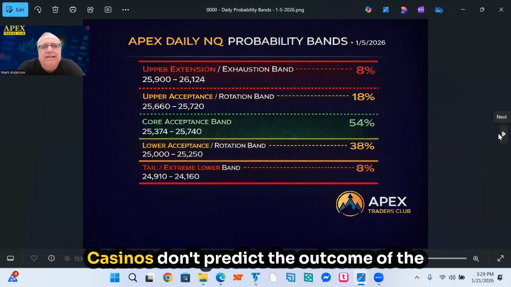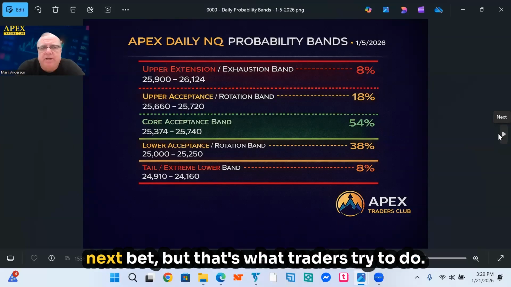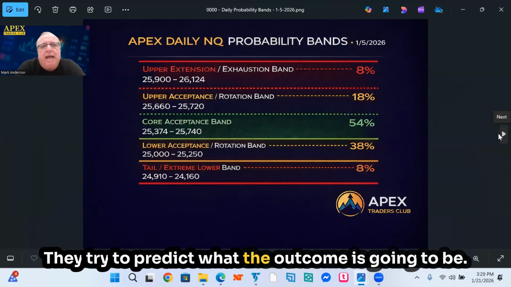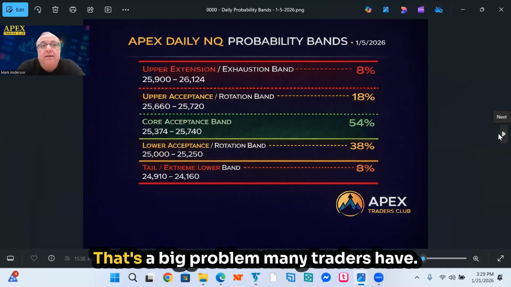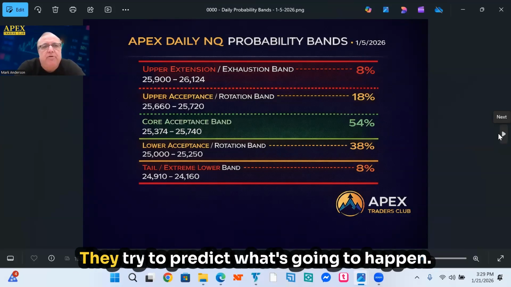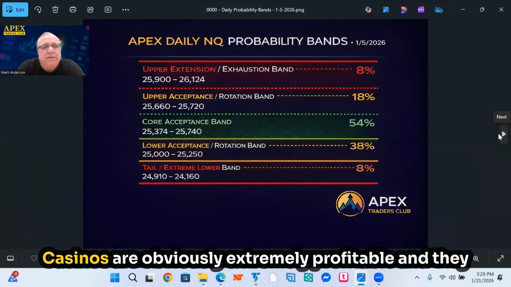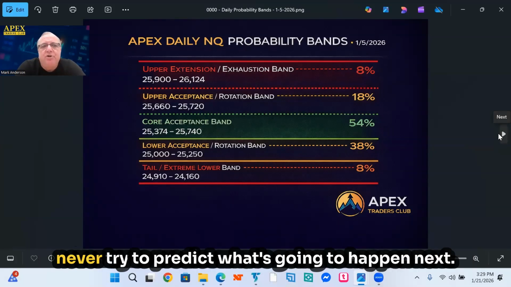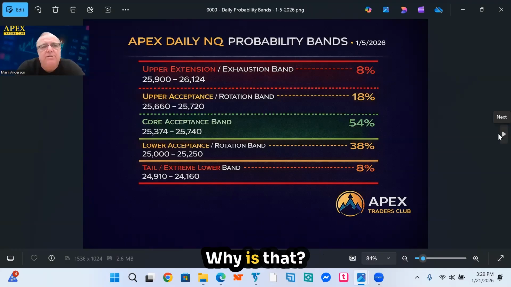Think of a casino. Casinos don't predict the outcome of the next bet, but that's what traders try to do. They try to predict what the outcome is going to be. That's the big problem many traders have. They try to predict what's going to happen. That's a big mistake. Casinos are obviously extremely profitable, and they never try to predict what's going to happen next. They usually win. Why is that?